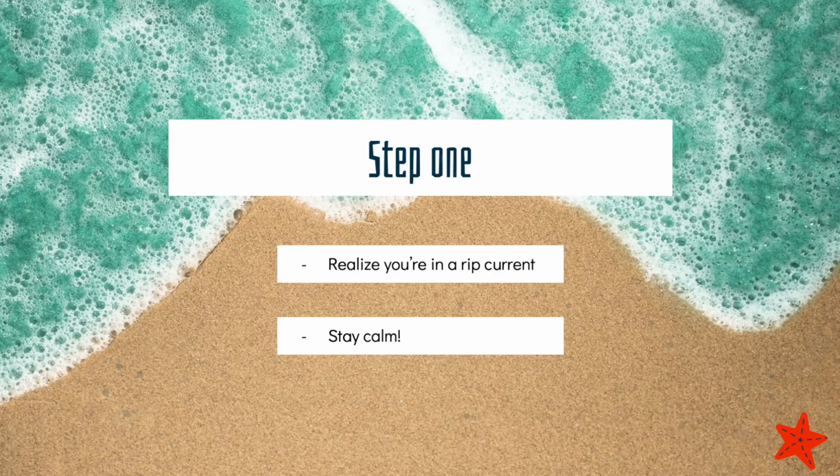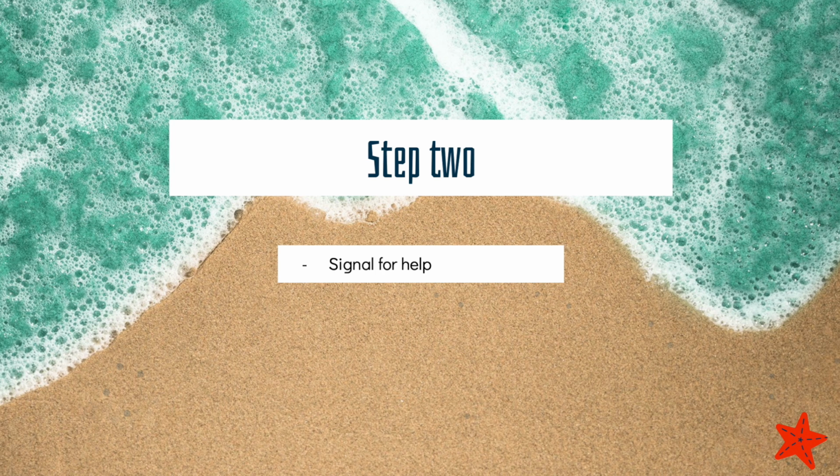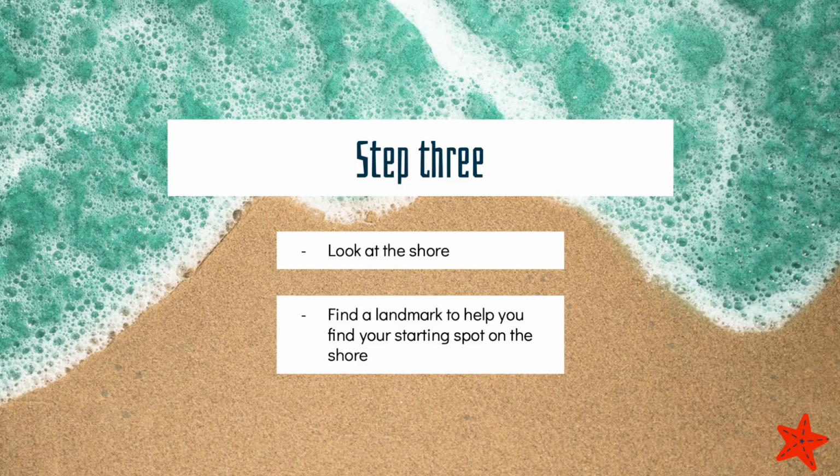That being said, step 1 for getting out of a rip is realizing you're in one and staying calm. Step 2 is to signal for help. Wave your arms and yell out to the people on the shore. Let those around you, like the lifeguards, know that you might need help in case you find it difficult to get yourself to safety. Step 3 is to look at the shore and find a landmark that you can find when you make your way back onto the land.